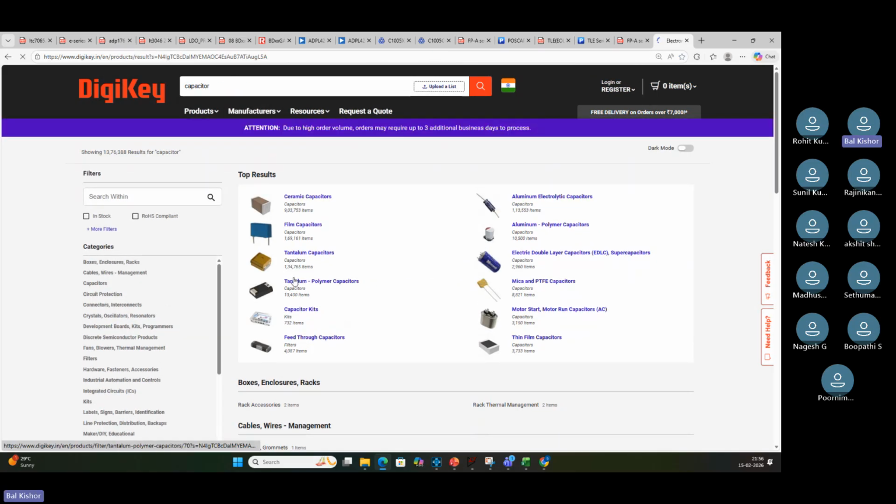See, tantalum is there separately. Tantalum polymer is there. So instead of tantalum, you can go ahead with tantalum polymer. But for very high-end applications like FPGA boards or processor boards or ADCs, DACs, those kinds of applications, you can go ahead with this. Otherwise, for general applications like consumer and all, you can go ahead with this tantalum, which will be a little less costly compared to this one. And go ahead with aluminum capacitors.